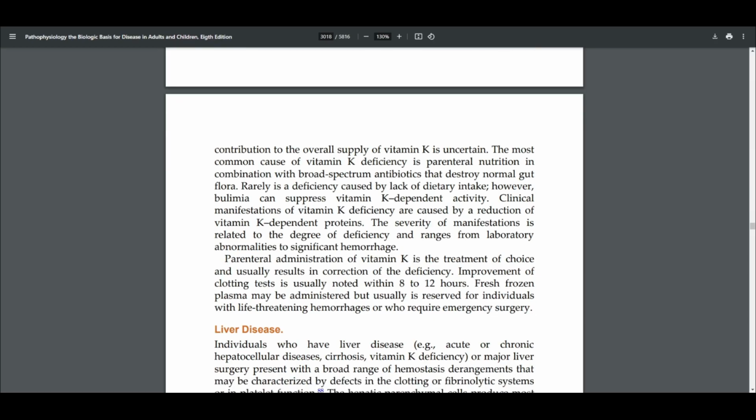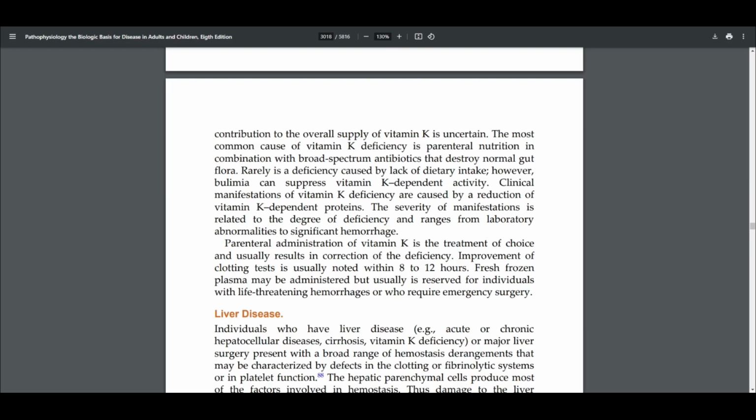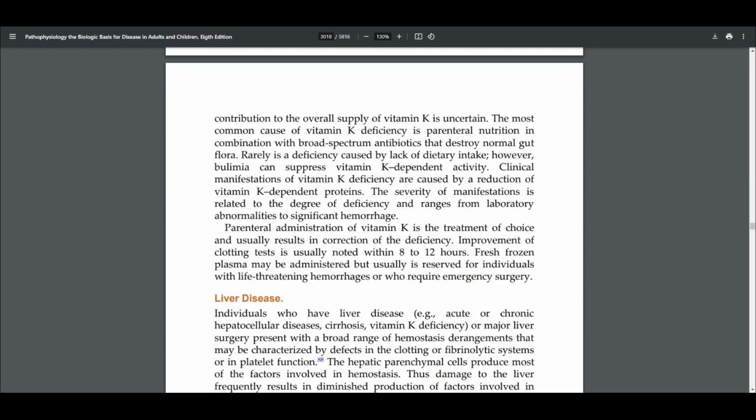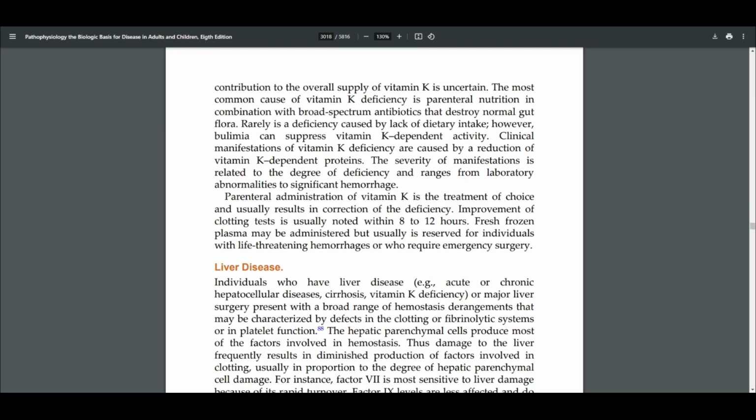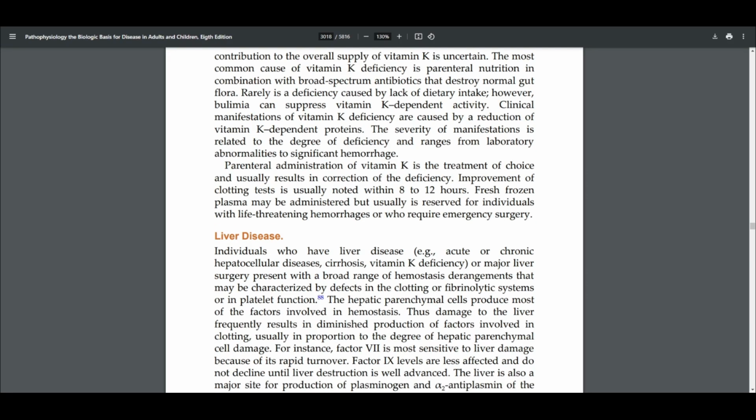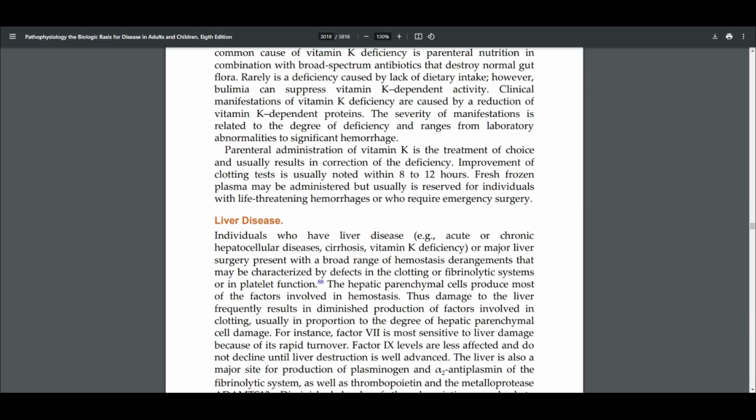The most common cause of a vitamin K deficiency is parenteral nutrition in combination with broad-spectrum antibiotics that destroy normal gut flora. Rarely is a deficiency caused by a lack of dietary intake. However, bulimia can suppress vitamin K dependent activity. Clinical manifestations of vitamin K deficiency are caused by a reduction of vitamin K dependent proteins. The severity of manifestations is related to the degree of deficiency and ranges from lab abnormalities to significant hemorrhage.